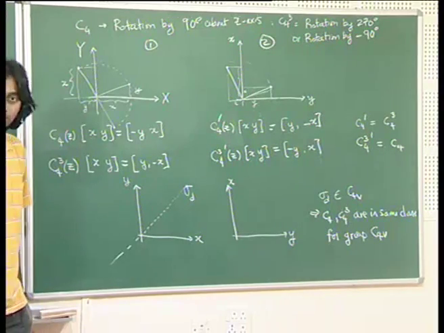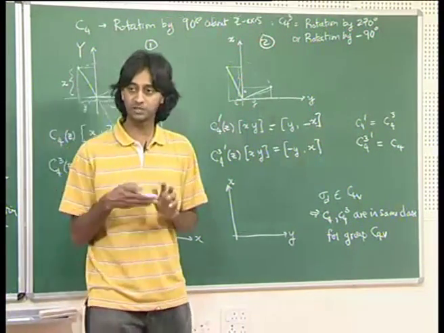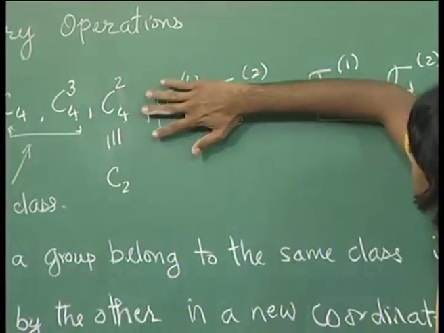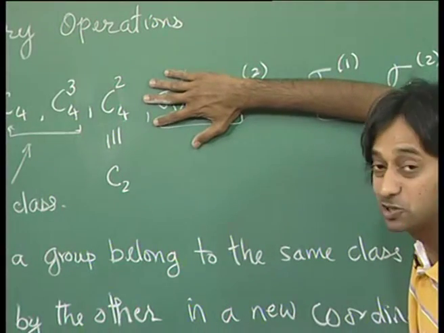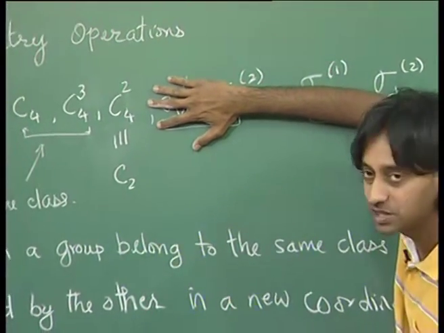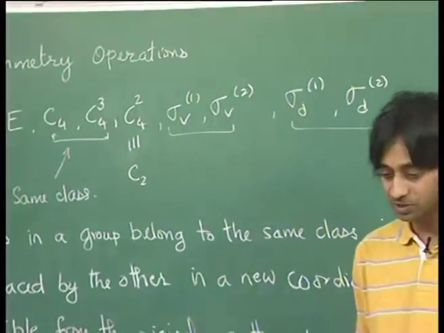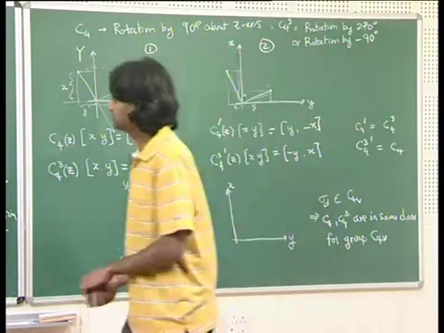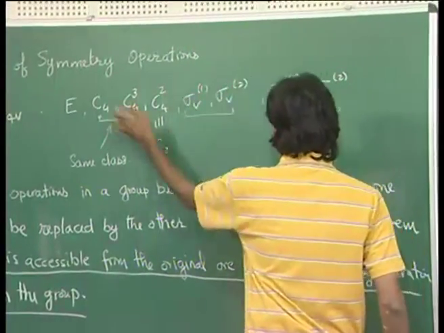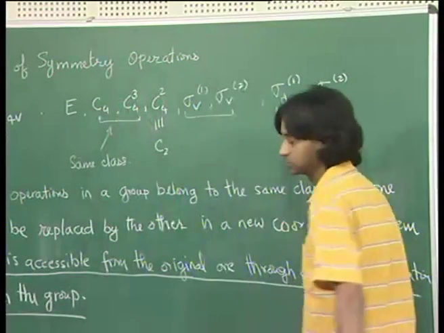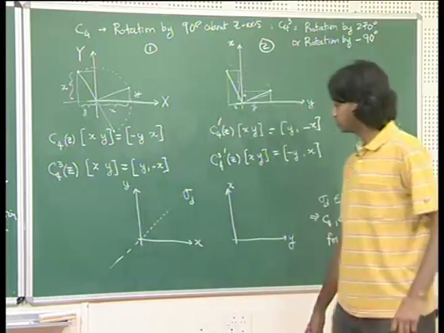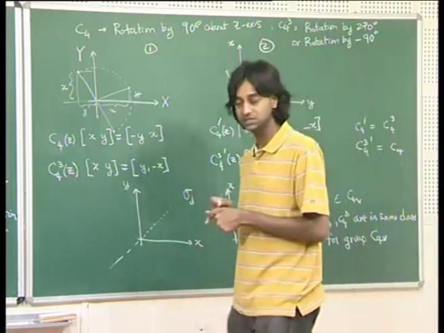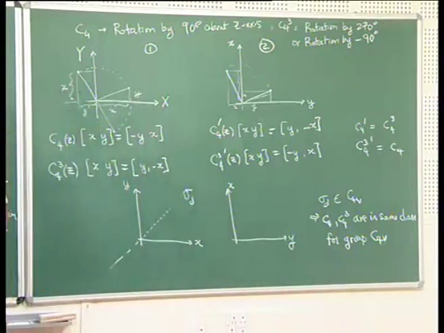Okay. So, for example, if you had a group of pure rotations, like C4, where these operations would not be there, then C4 and C4 are not in the same class. C4 and C4 turn out to be not in the same class for this group of pure rotations. In fact, if you have a group of pure rotations, then each of these elements is in a class of its own.